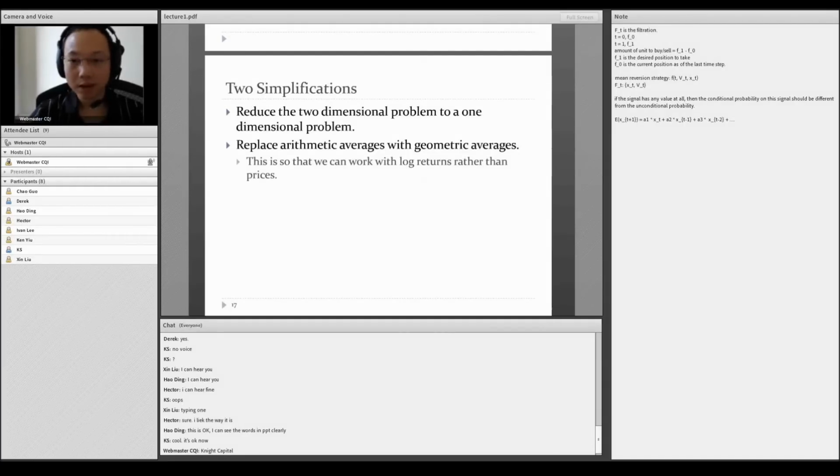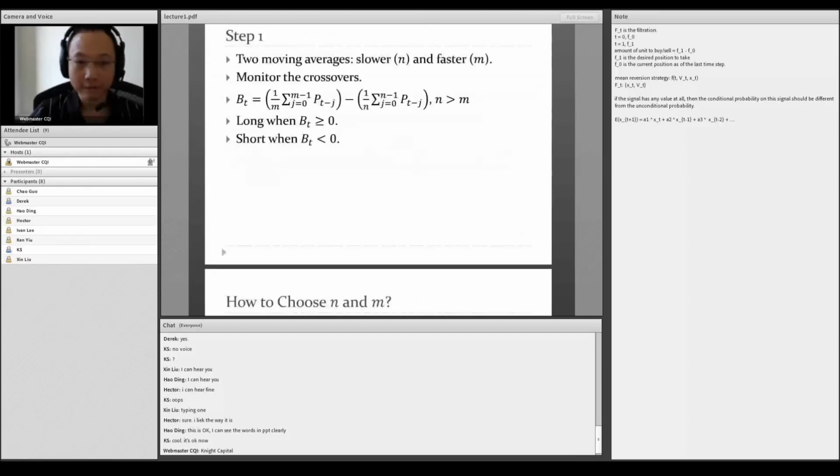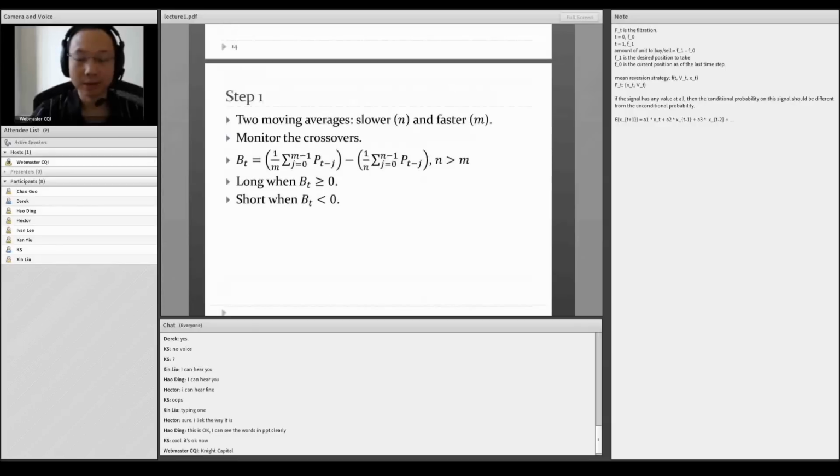Now if you think about it, we have an n and m. Let's do some thinking. Which variable can we get rid of? Let's think in terms of m, the faster moving average window.